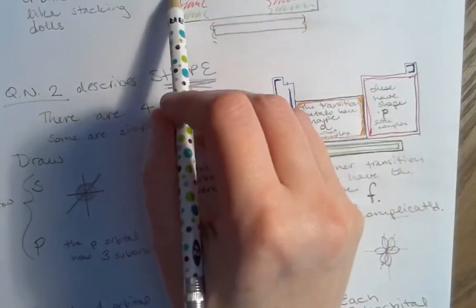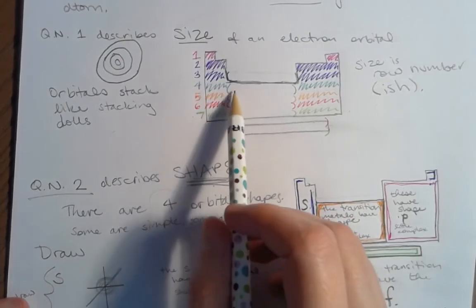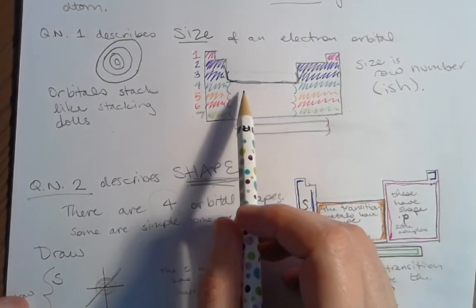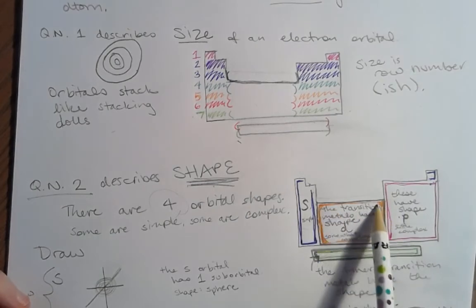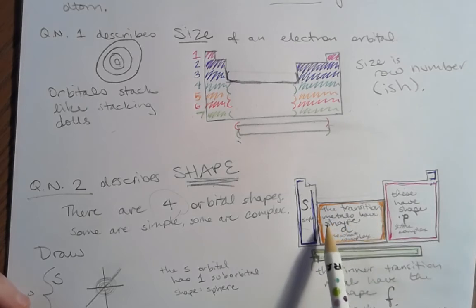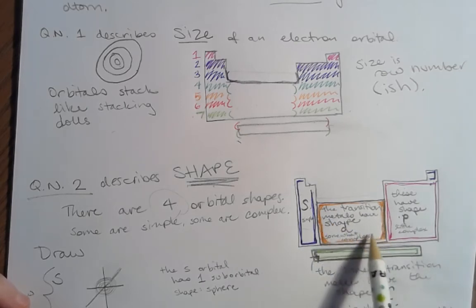So you're in the 4th row anyways. The D's, the top row of the D's, that orbital can hold 10 electrons. The next row of the D's, that row can hold 10 electrons, has 10 elements. All the rows of your D's have 10 elements.